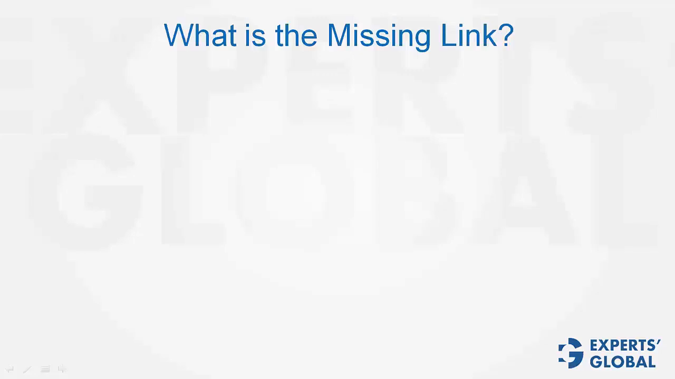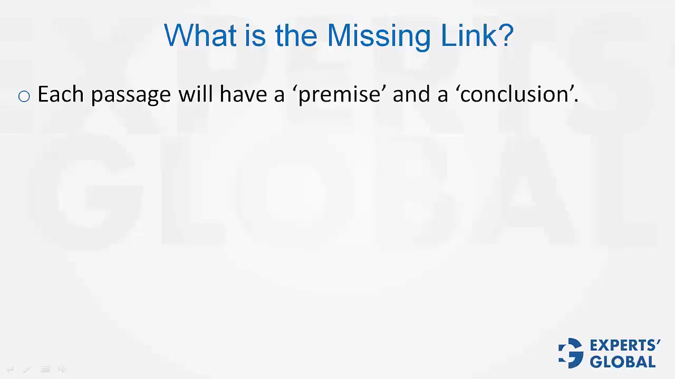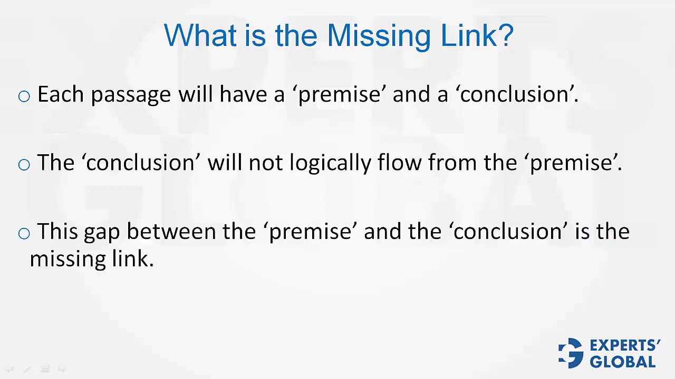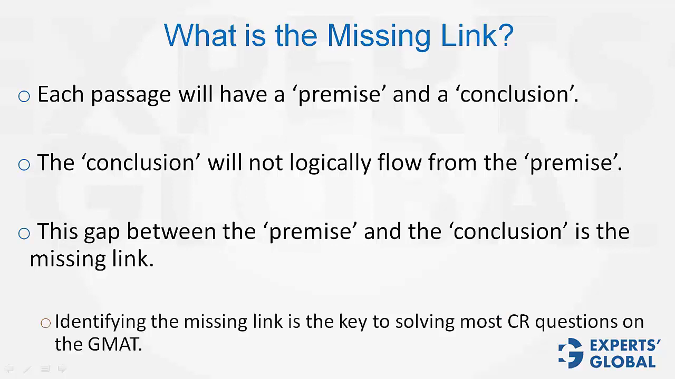In a typical critical reasoning question, you will see a premise and conclusion. In simple words, some information and a conclusion out of it. In most cases, the conclusion will not logically flow from the premise or the information given. This gap between the premise or the given information and the conclusion is the missing link. You have to identify this gap. Identifying this gap, or the missing link, is the key to solving most critical reasoning questions on the GMAT.